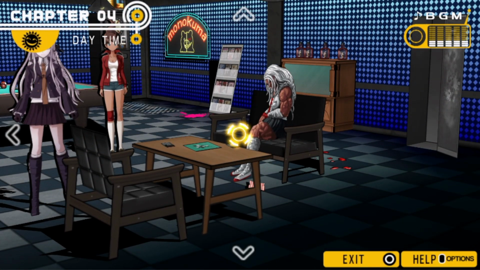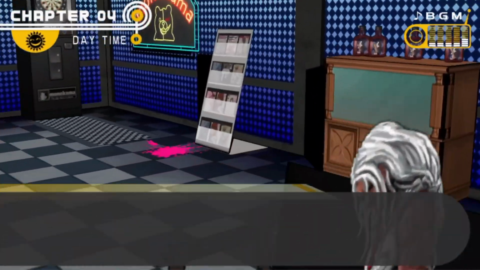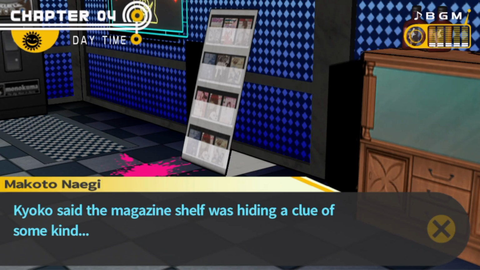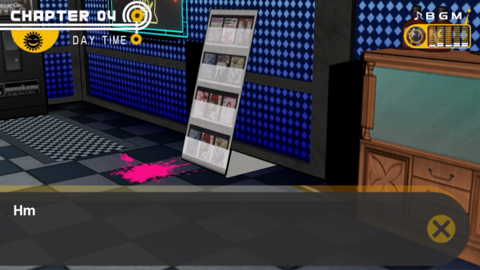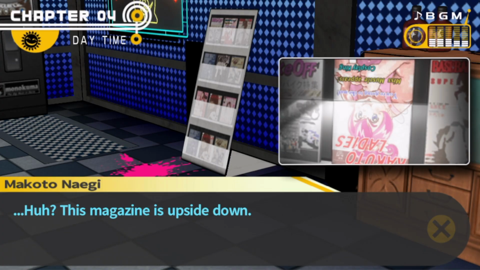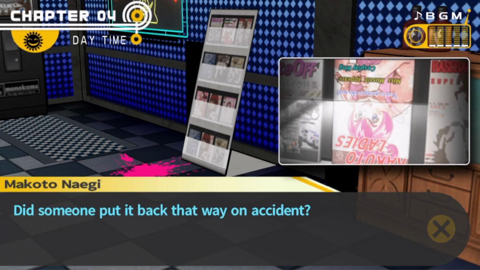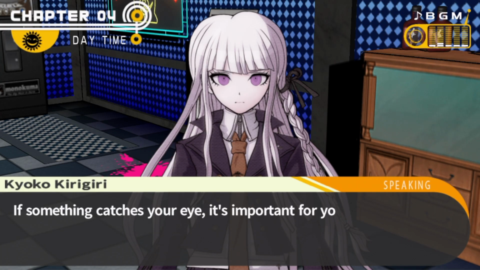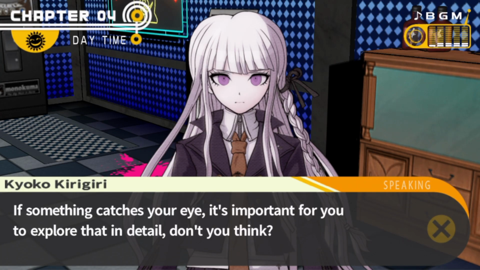Okay, so Sakura's body. Let's look at the magazine shelf. Kyoko said the magazine shelf was hiding a clue of some kind? Oh, the magazine is upside down. Did someone put it back that way by accident? If something catches your eye, it's important for you to explore that in detail, don't you think?